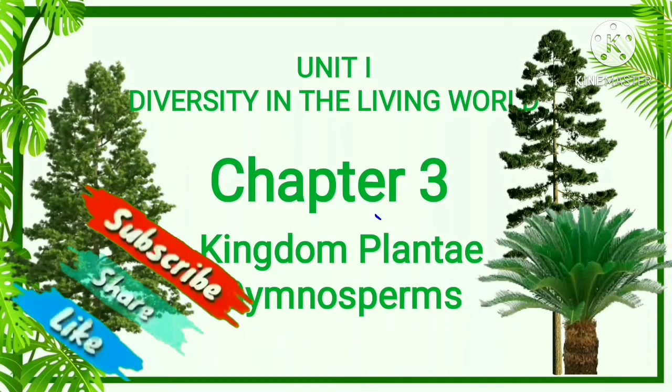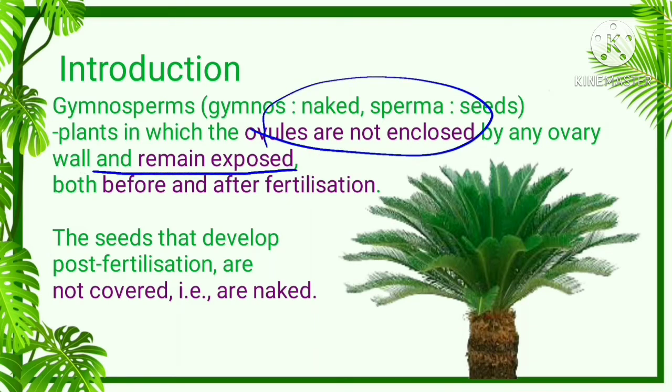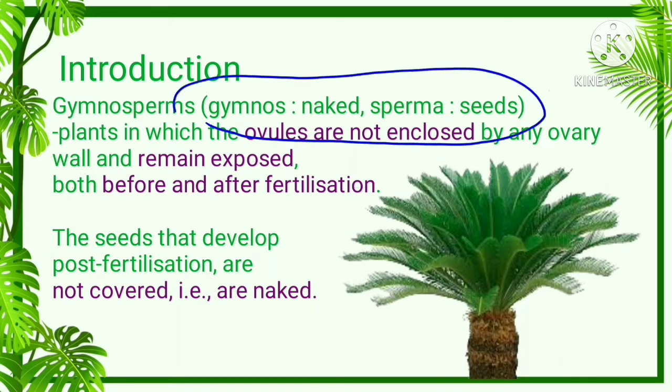Today we are going to discuss Kingdom Plantae: Gymnosperms. Gymnosperms are plants in which the ovules are not enclosed by any ovary wall and they remain exposed both before as well as after fertilization. So, what are gymnosperms? Gymnosperms are naked seeded plants.